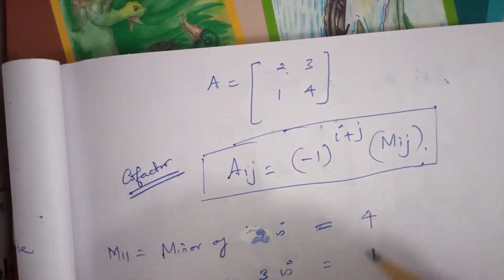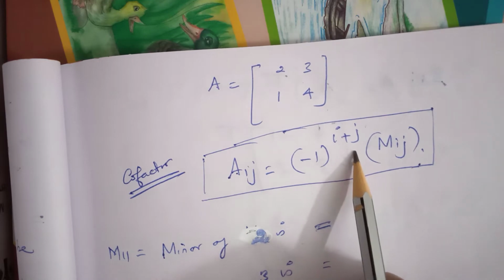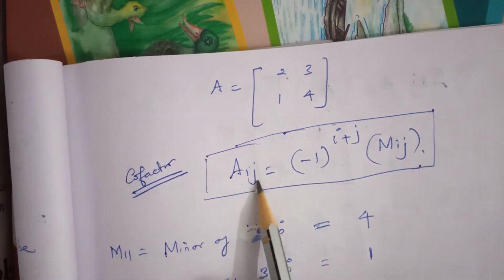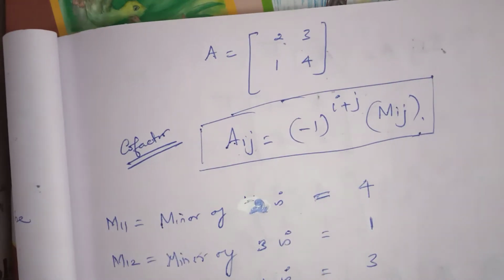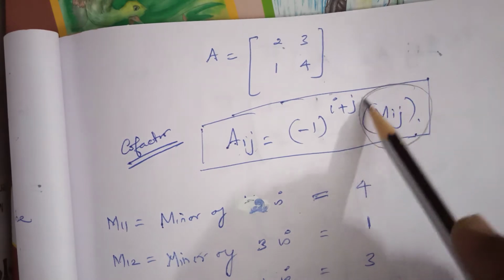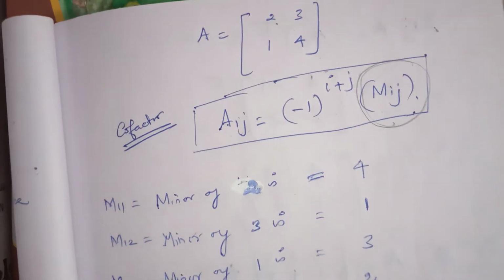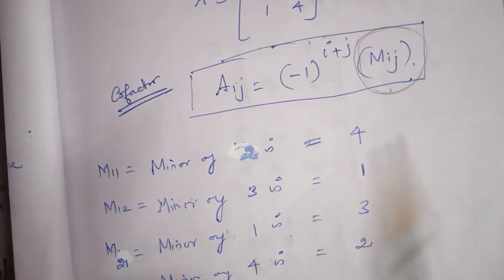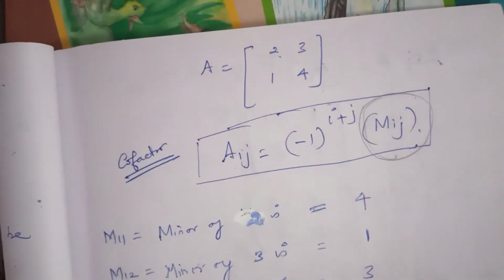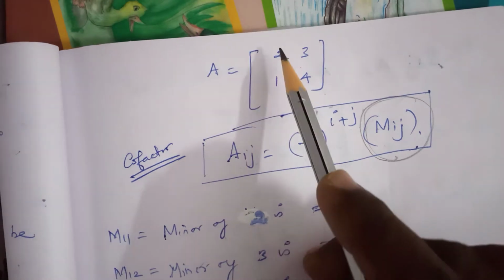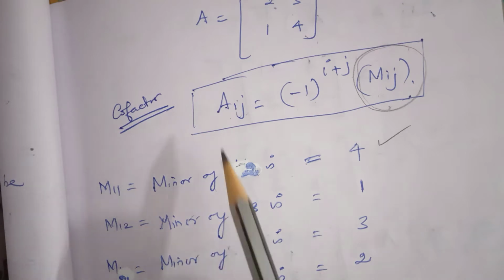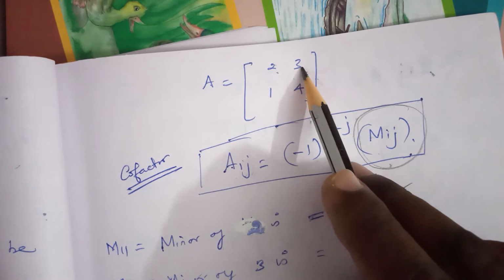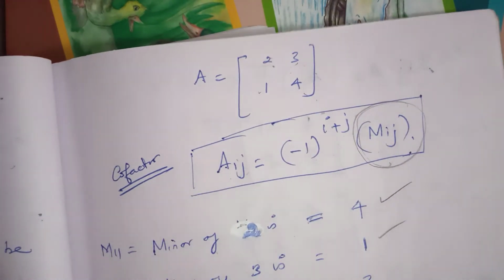First we have to find the cofactor of this matrix. Formula: Aij equals minus 1 power i plus j into Mij. So first we compute the minor of the matrix, and then finally calculate the cofactor. First, M11 is the minor of 2. Minor of 2 is 4. Again, the minor of first row second column, which is 3, is 1.